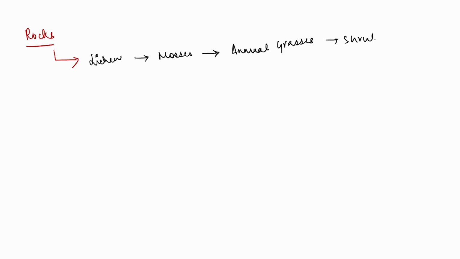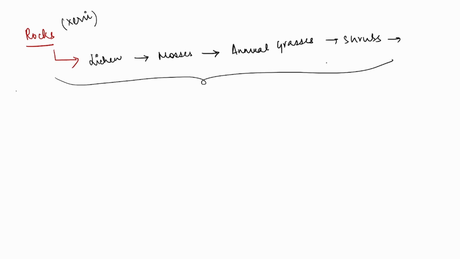Now if we talk about rocks, suppose this is a rock, what will happen here? These rocks will be occupied by lichens. After lichens, mosses. After mosses, who will come? Annual grasses, bryophytes, small plants, yes or no? Then shrubs. Yes, so slowly it will again change to the land area.